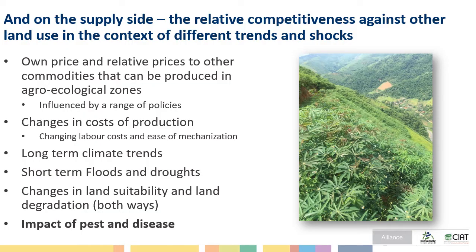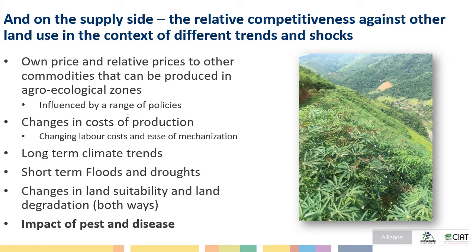So of course, prices depend on the supply side as well. And again, this isn't something that can be considered in isolation. A farmer's decision on which crop to grow will depend on the price they can receive compared to other commodities that will grow in that agroecological zone. And of course, that is influenced by various policies. There can be changes in the production costs. We know that labour costs are increasing, and the ease of mechanising different crops is also changing at different paces. To think about mechanising this hill in Sonla, for instance, is quite challenging.